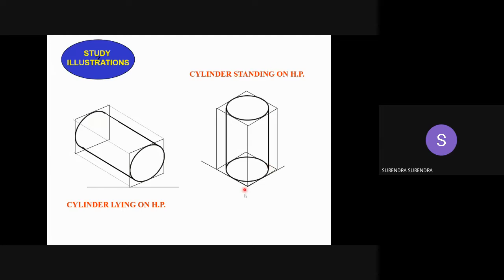So when you're seeing in this direction, the backward part, this part is hidden. So erase the part or leave it with 2H and only highlight the visible lines or edges. This is how to draw the isometric view of a cylinder in vertical position.